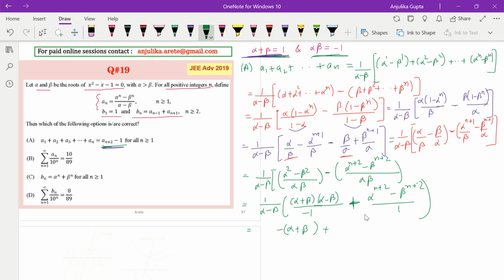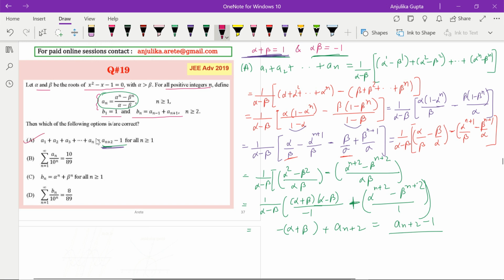Plus, okay, what happens? Alpha n plus 2 beta n plus 2 divided by alpha plus beta. What is that? An plus 2. So that is an plus 2, and alpha plus beta anyways you know it is 1, so you end up getting an plus 2 minus 1. So after doing this much work we know that the first one is true. Okay, let's do another one.